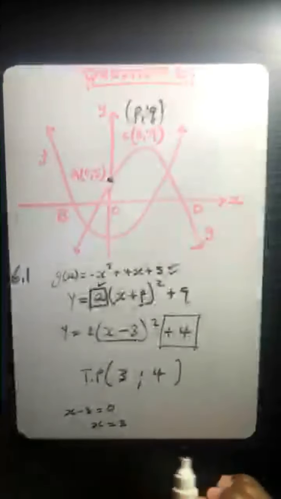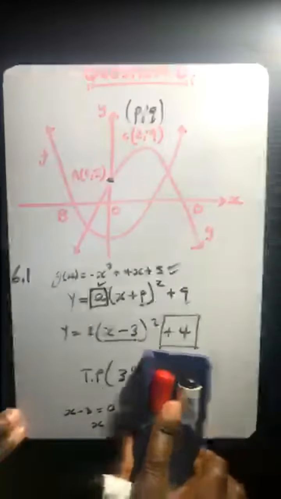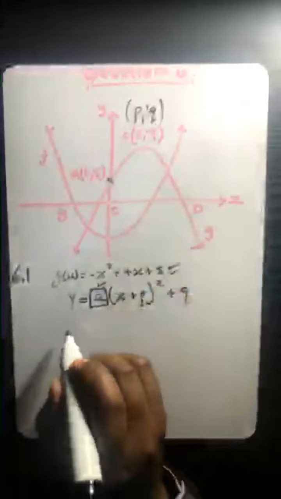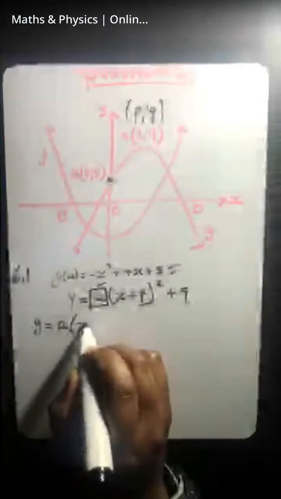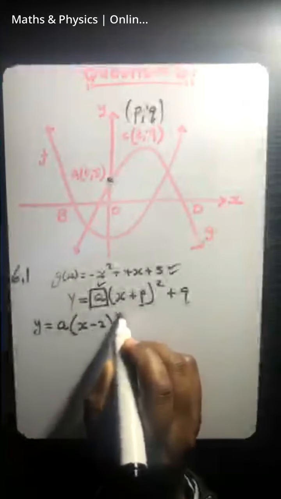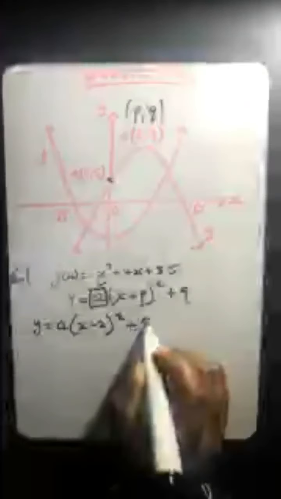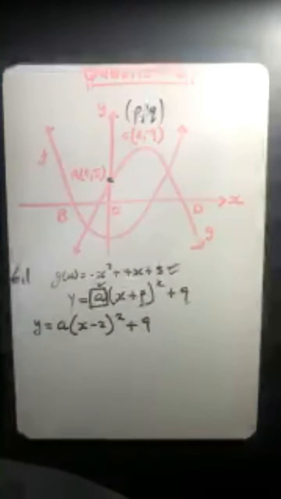So the same thing applies here. If you are given the turning point as 2 and 9, that means that 2, when you substitute inside that, you substitute it as the opposite sign. So that means you have negative 2 in there, but the 9, you take it as it is. Does it make sense now?